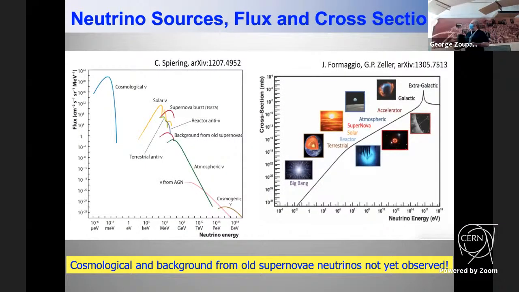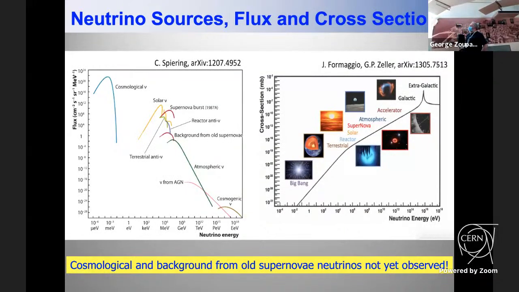These are the different classes of neutrinos used for experiments, like the solar neutrinos and the neutrinos coming from the Big Bang. This is the energy scale of the neutrinos. This is 10 to the minus 6 electron volt here. This is in the MeV range. We have from cosmic rays, backgrounds from all supernovae, atmospheric neutrinos, and neutrinos coming from cataclysmic events in the cosmos, like active galactic nuclei.